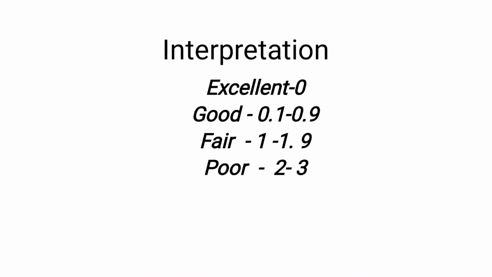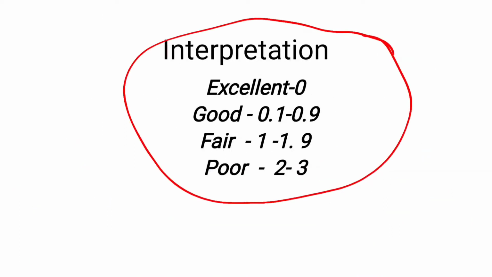Okay, now what is the interpretation? If we are getting 0 score, then excellent, 0.1 to 0.9, that is good, fair 1 to 1.9, and poor, that is 2 to 3.